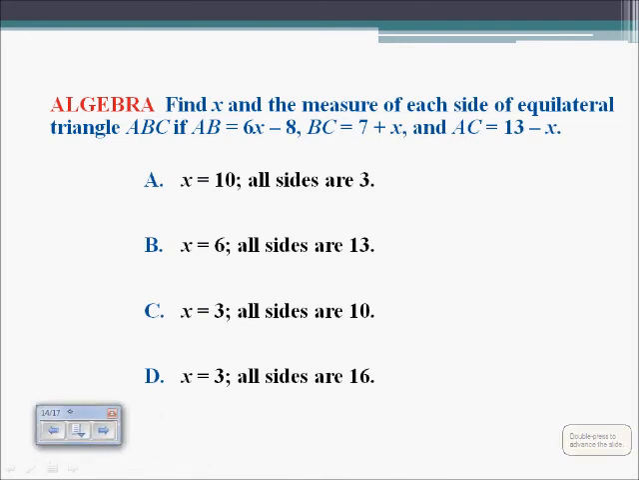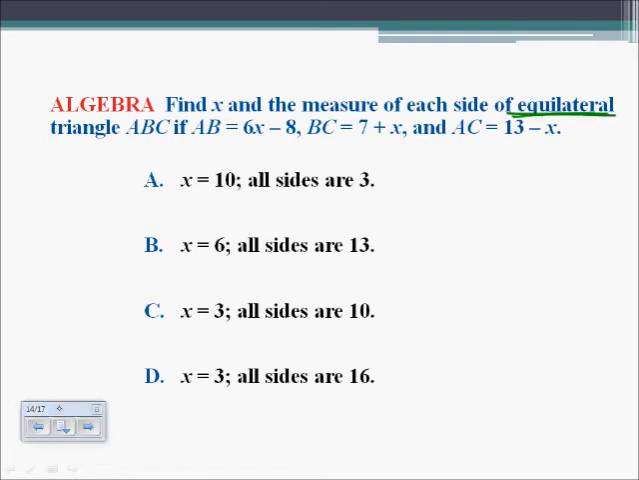Alright, next problem says find x and the measure of each side of an equilateral triangle ABC if AB is equal to 6x minus 8, BC is equal to 7 plus x, and AC is equal to 13 minus x. So we want to find each one of the sides, and the sides of course come from the triangle being equilateral, and we know from definition that an equilateral triangle has all three sides being congruent. So once we find one of the sides, they should all be the same. We want to find x and the sides.